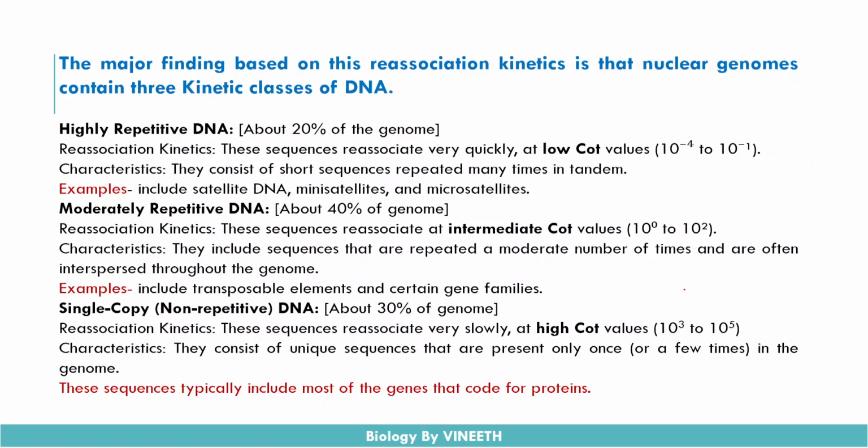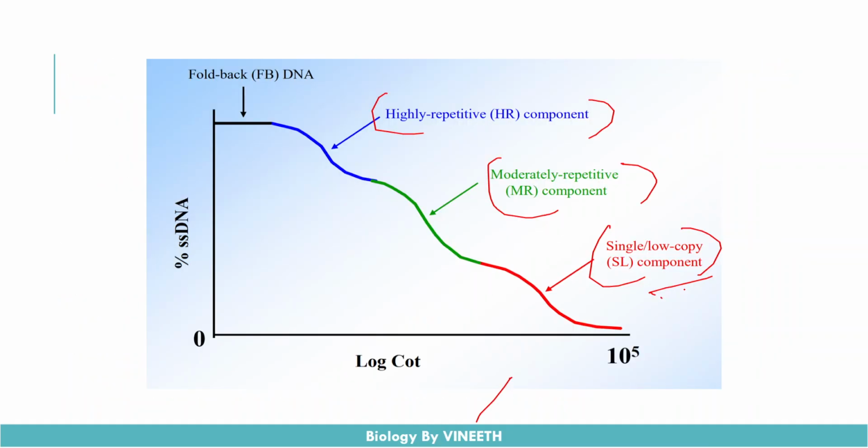whenever there is a single stranded DNA concentration at higher values. At that time the reassociation kinetics will be very slow. So these single copy sequences, or non-repetitive DNA sequences, reassociate very slowly at high COT values, so their COT values will be very large, around 10 power 3 to 10 power 5. As I've said, most of the genes which code for proteins fall into this category.